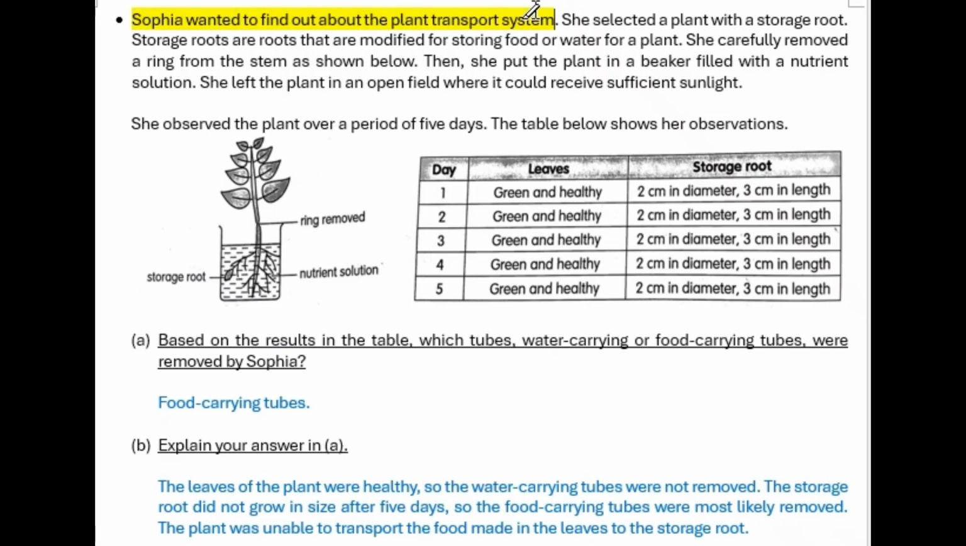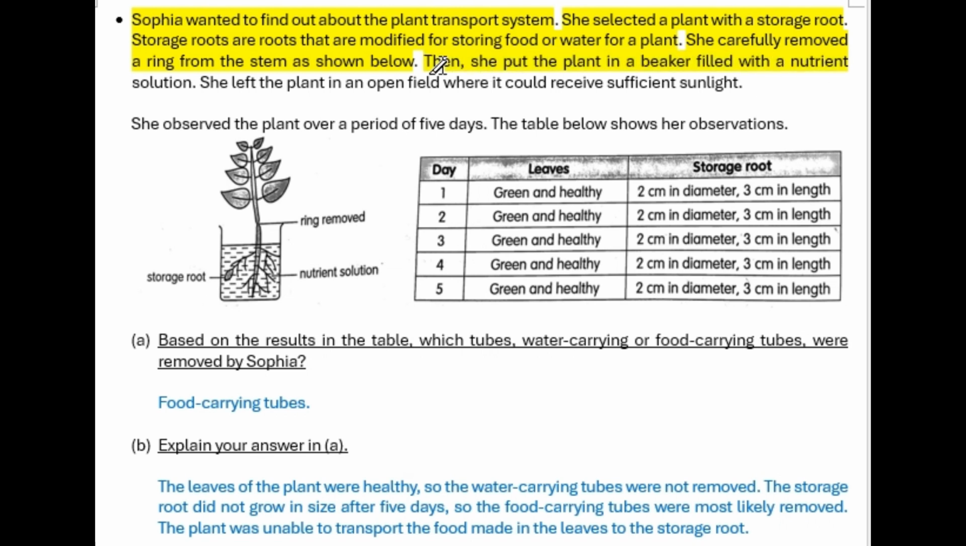Sophia wanted to find out about the plant transport system. She selected a plant with a storage root. Storage roots are roots that are modified for storing food or water for a plant. She carefully removed the ring from the stem, as shown below.